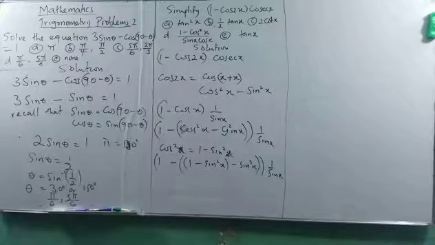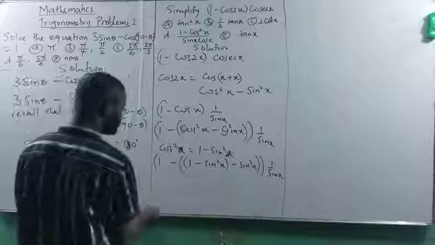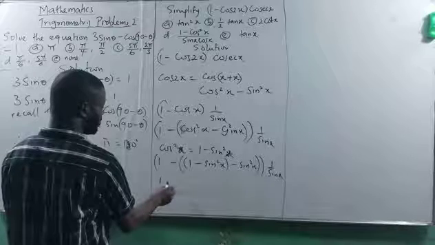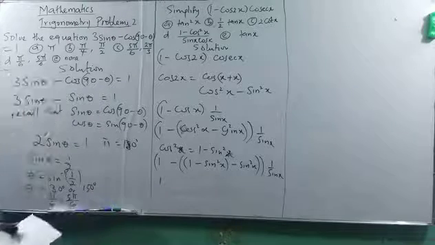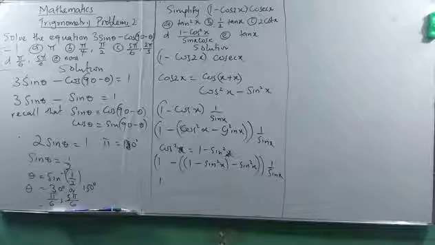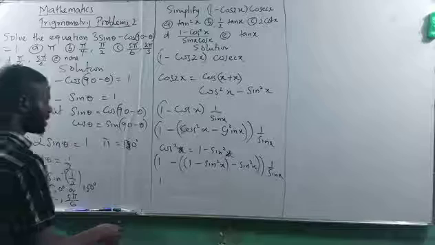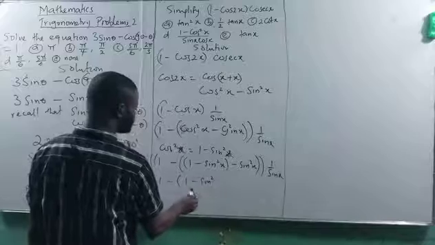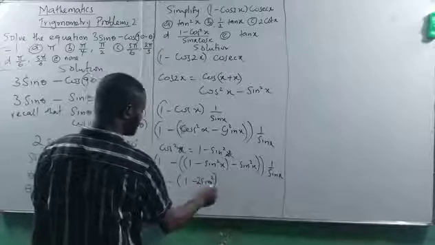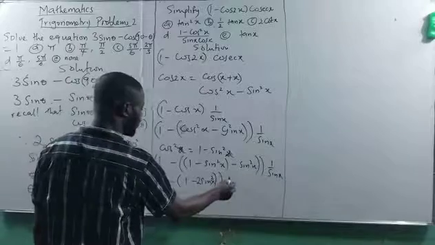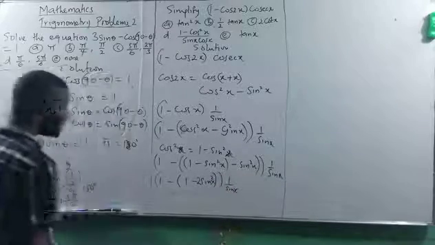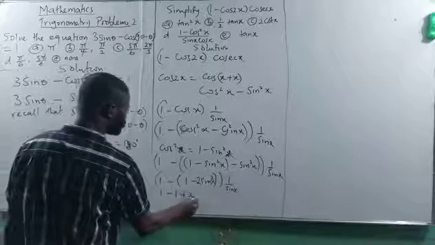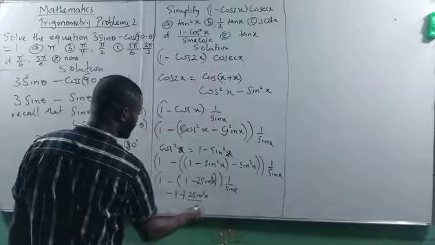Now, at this junction, I'm having 1. I'm having 1. Hope I'm not making any mistake. No, I'm not making any mistake. Now, I'm having 1 and 1 bracket of 1 minus sine square, that will be what? 2 sine square x, which is bracket of 1 over sine x. Now, at this junction, I'll be having 1 minus 1 plus 2 sine square x all over what?